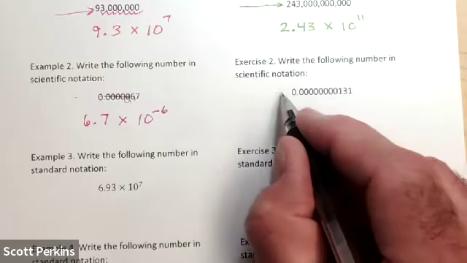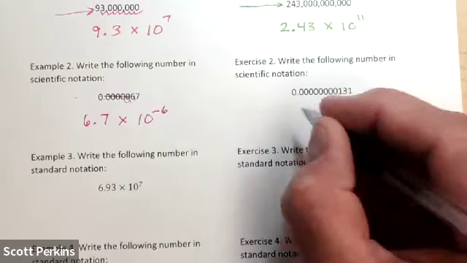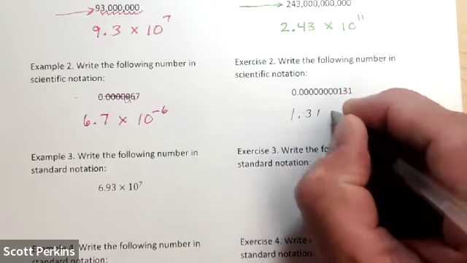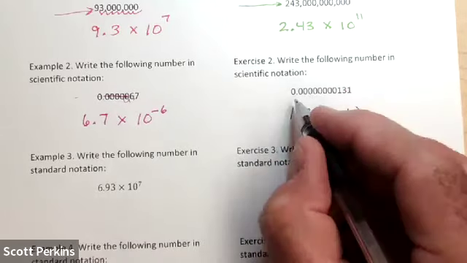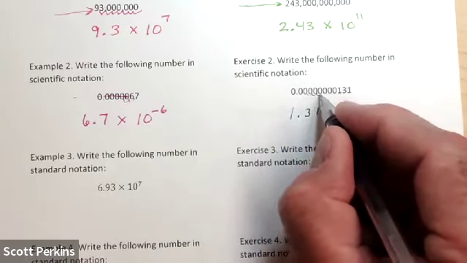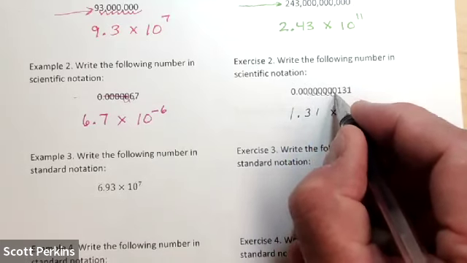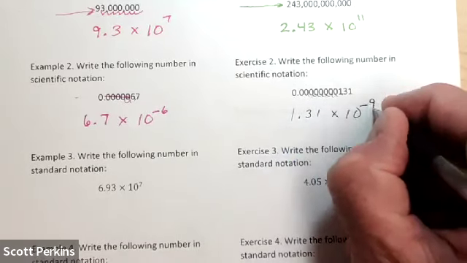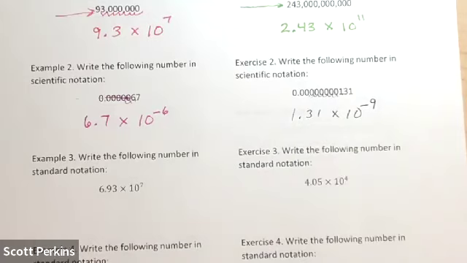So the first non-zero digit I come to is 1. So that's 1.31 times 10 to the, again, we're moving to the right, we're moving to smaller decimal places. So 1, 2, 3, 4, 5, 6, 7, 8, 9. So that's negative 9. Anytime you move the decimal to the left, it gets bigger. Anytime you move the decimal to the right, it gets smaller.